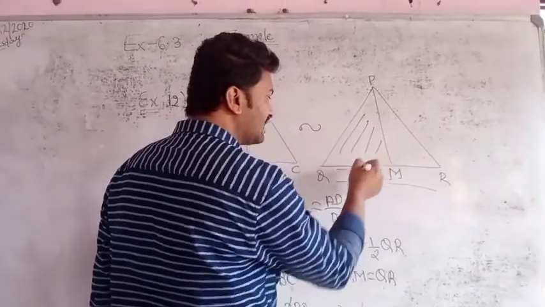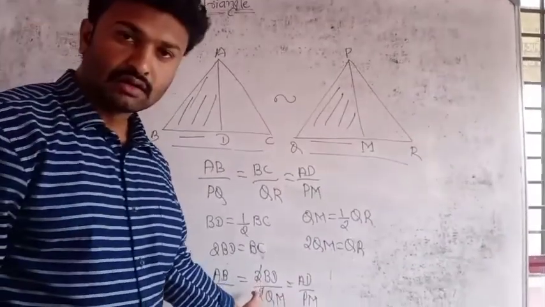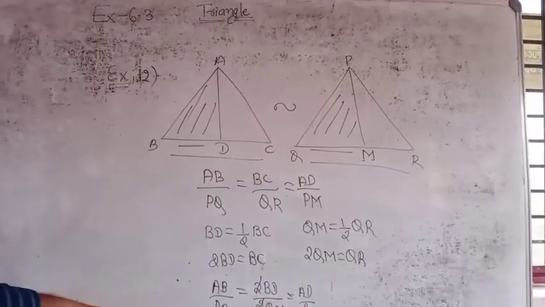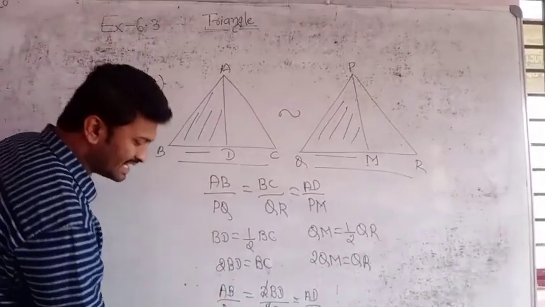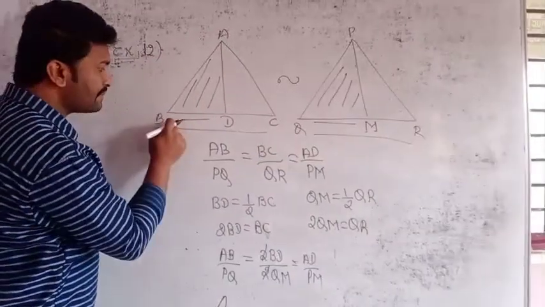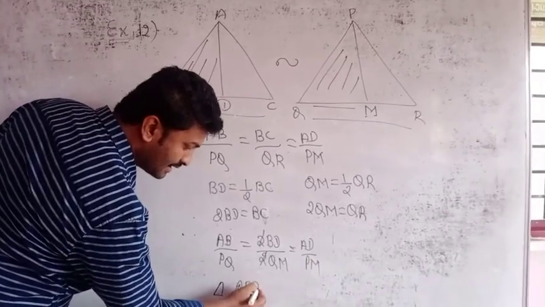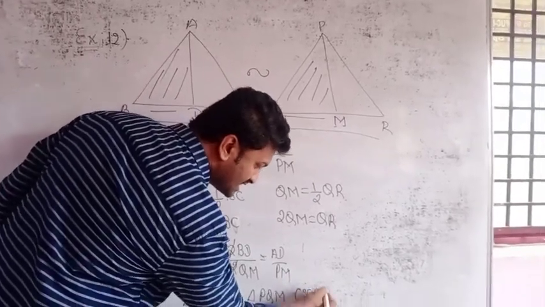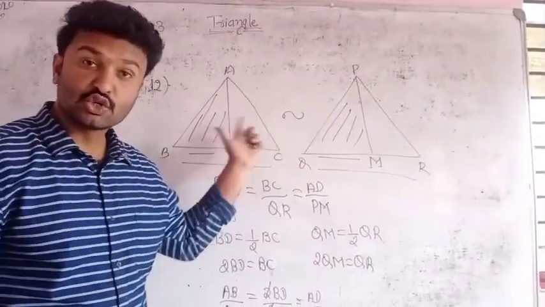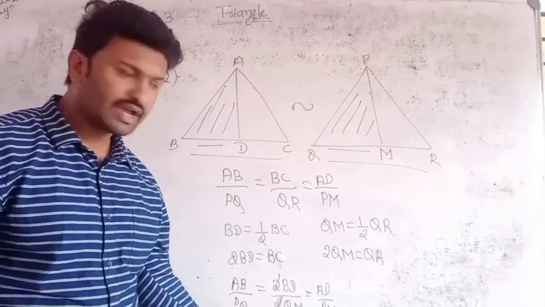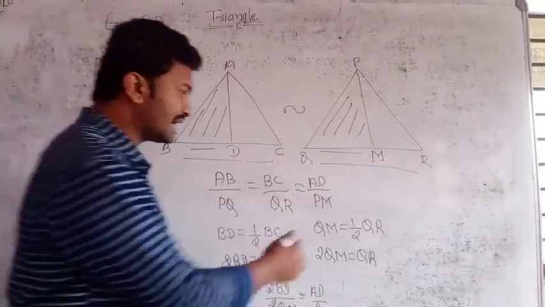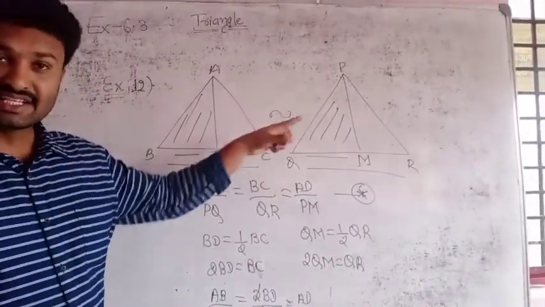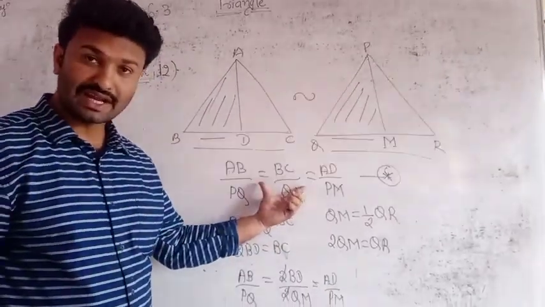We got that in triangles ABD and PQM, their corresponding sides are in the same ratio. The ratios of their corresponding sides are equal. Therefore, we can write easily triangle ABD is similar to triangle PQM by SSS postulate. Okay, by the median, this one he has given. This star mark he has given in the statement. Their corresponding sides are in the same proportion. Means we can write this one.